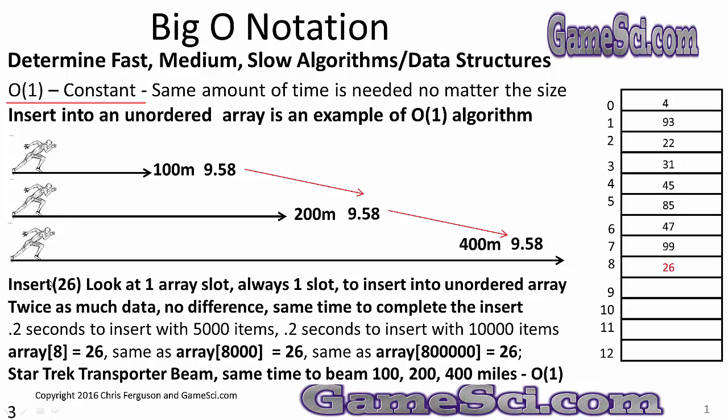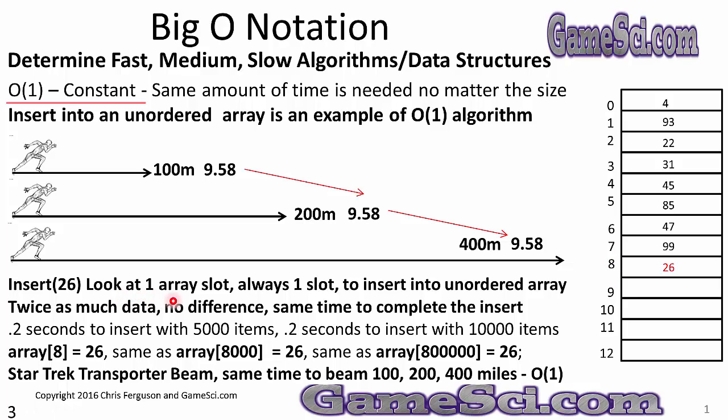Now let's look at an insert of 26 into an unordered array. You have to look at one array slot, always one slot, to insert into an unordered array, as long as I keep track of where the last spot is. So the last occupied spot is 8. I go directly to slot 8 and I insert my 26. I don't have to examine this data to get to 8. As long as I keep track of where the end of the array is, I can instantly insert into it.